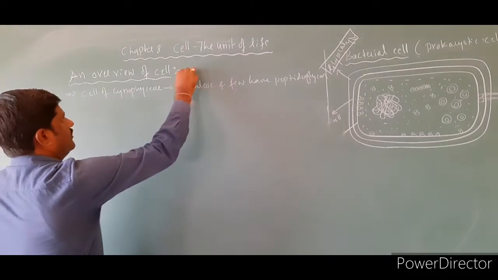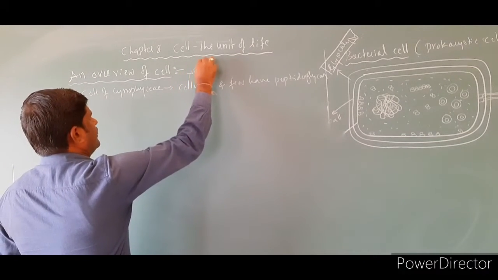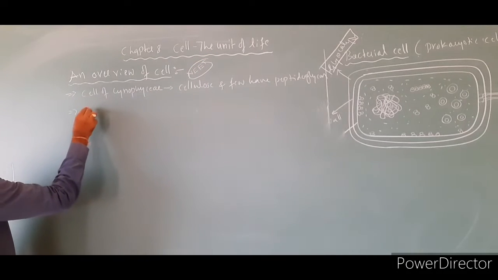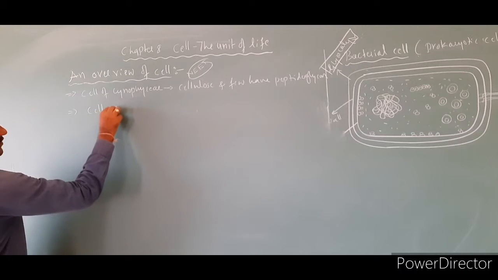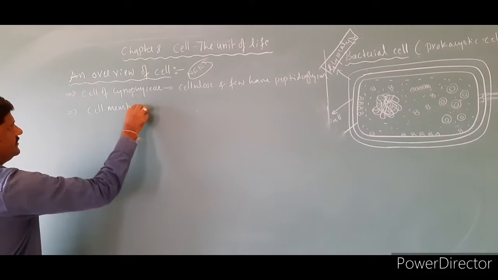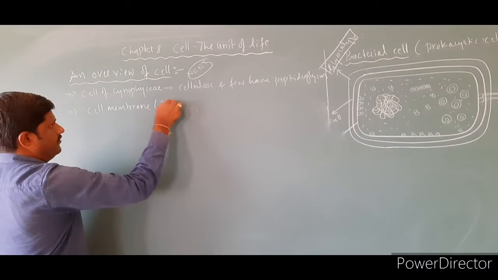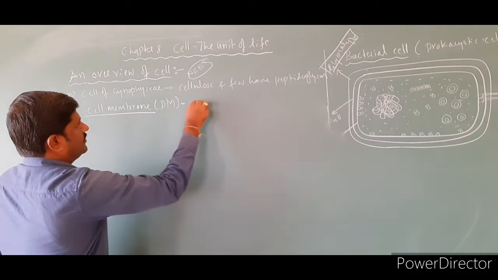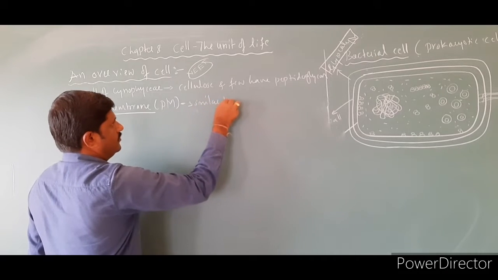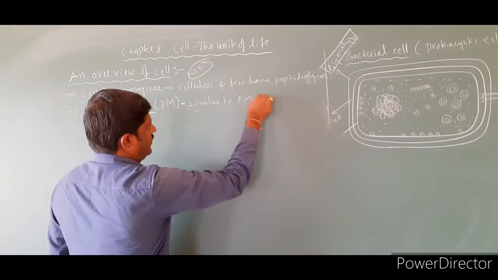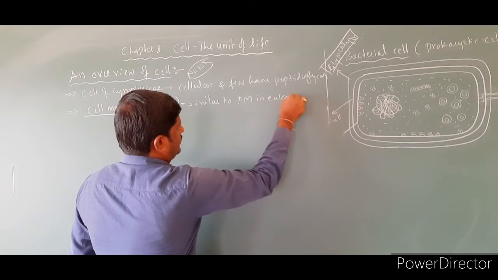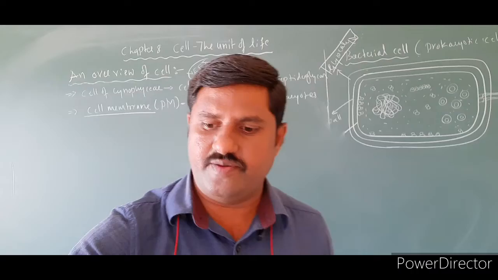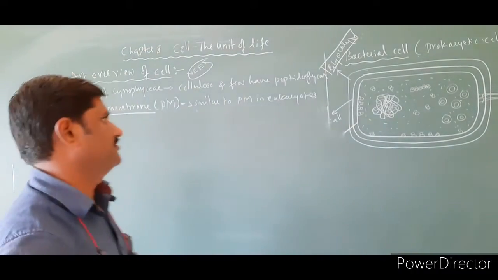Peptidoglycan. Point to be noted over here as far as it is concerned. Okay, so coming to the next one, cell membrane. This is the plasma membrane, which is similar to the plasma membrane in eukaryotes.